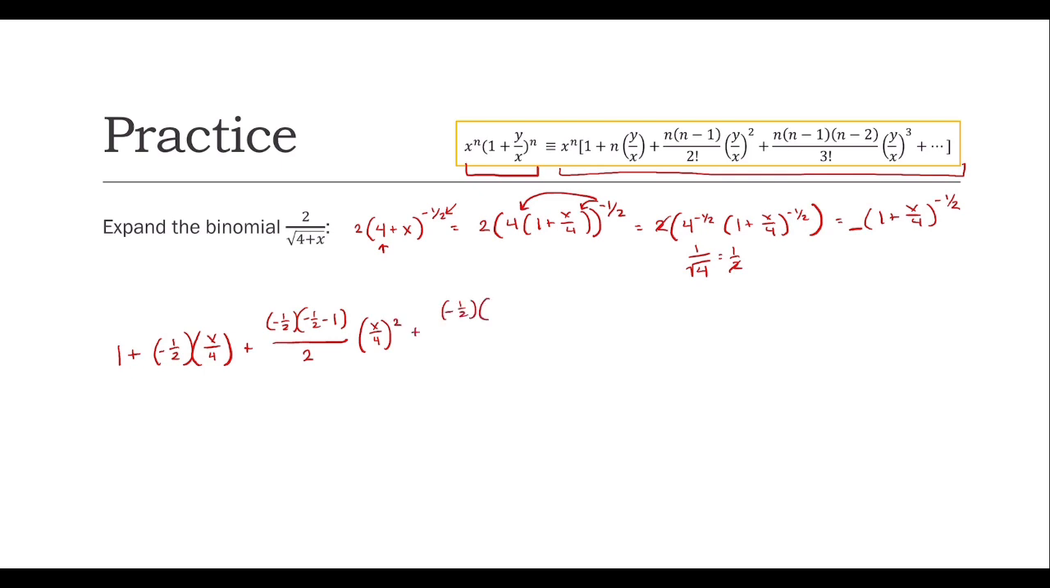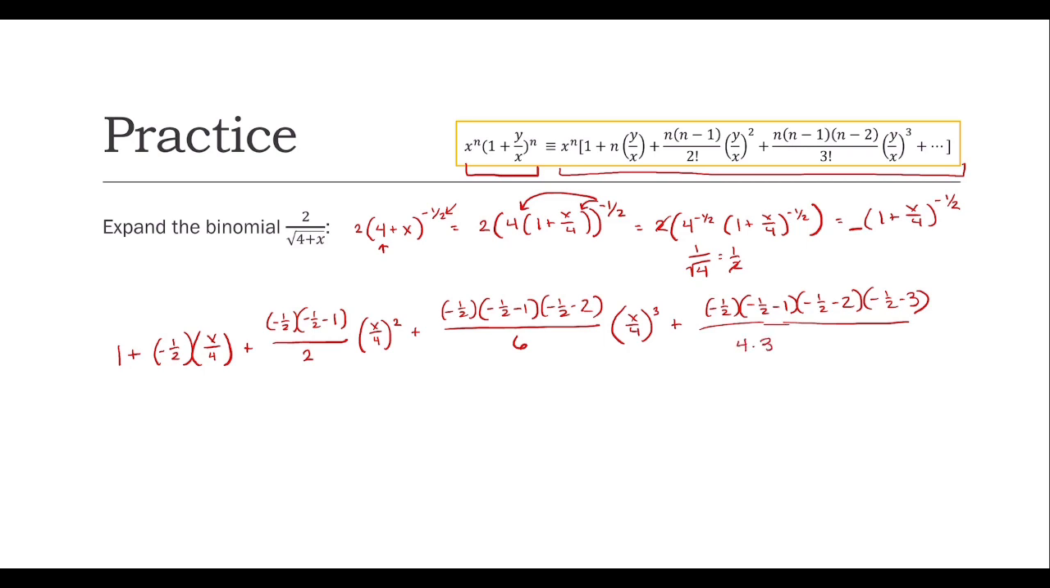negative 1/2, n minus 1, n minus 2, over 3 factorial. And 3 factorial is 3 times 2 times 1, so 3 times 2 is 6, times 1 is still 6, times our x over 4 cubed. And if we want to create our x to the 4th term, that would be negative 1/2, negative 1/2 minus 1, negative 1/2 minus 2, negative 1/2 minus 3, over 4 factorial, which is 4 times 3 times 2 times 1. 4 times 3 is 12, times 2 is 24. So this simplifies to 24, and we'd have our x over 4 to the 4th.